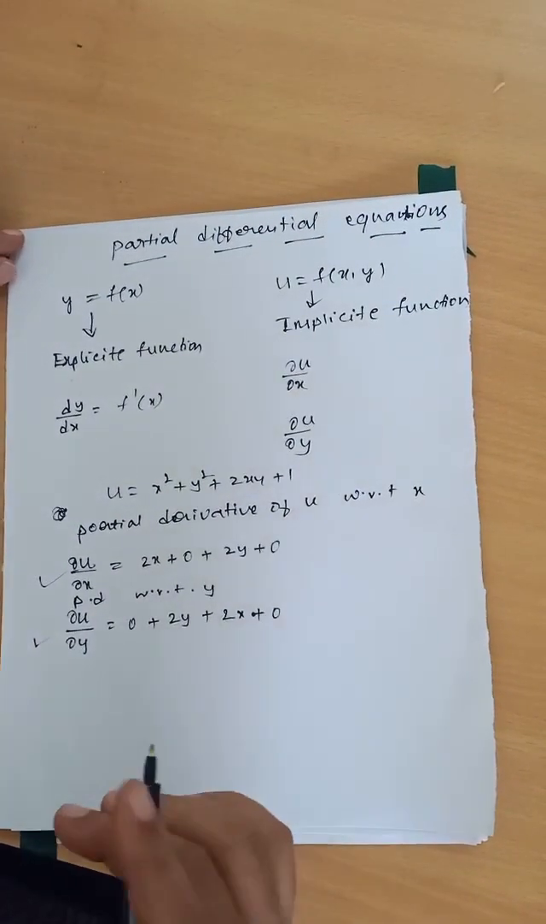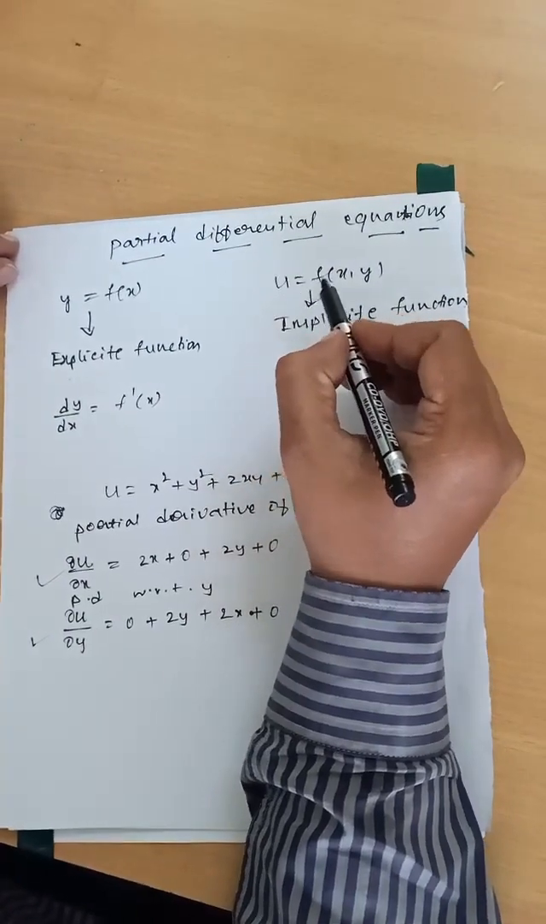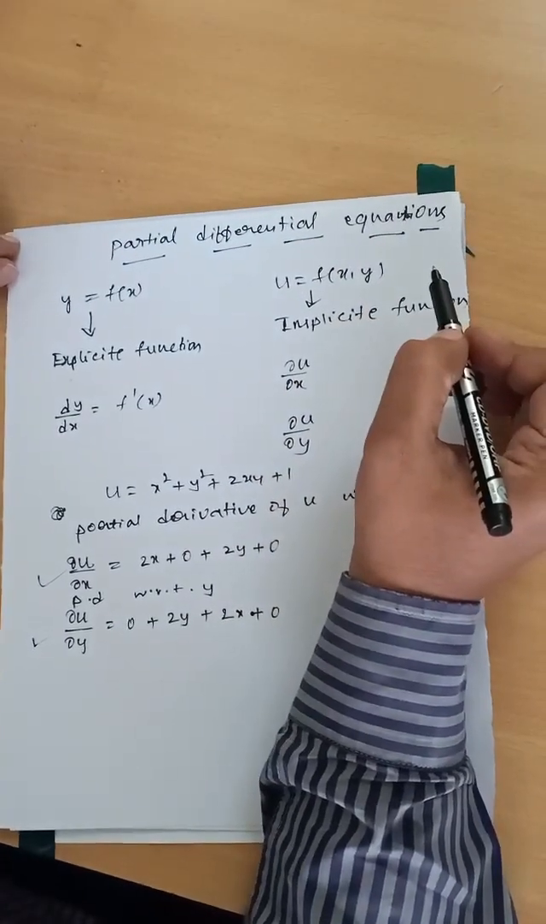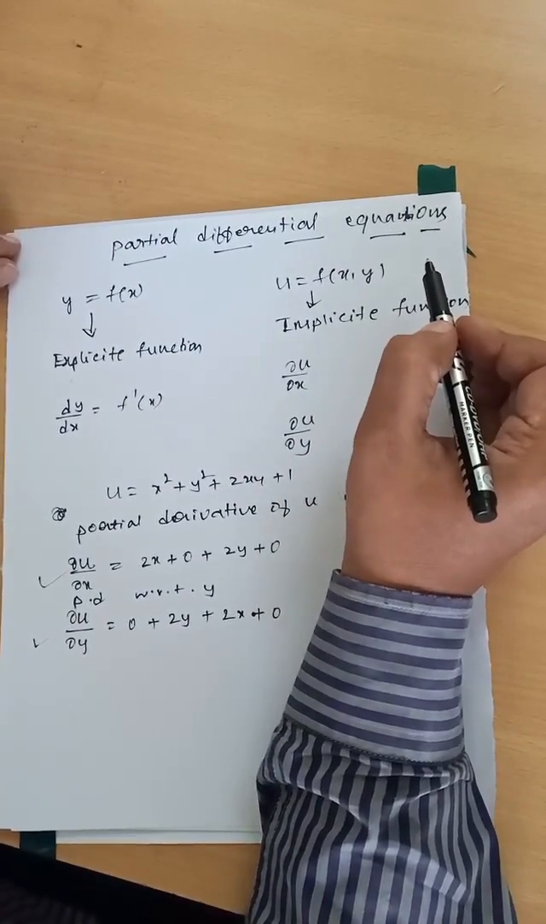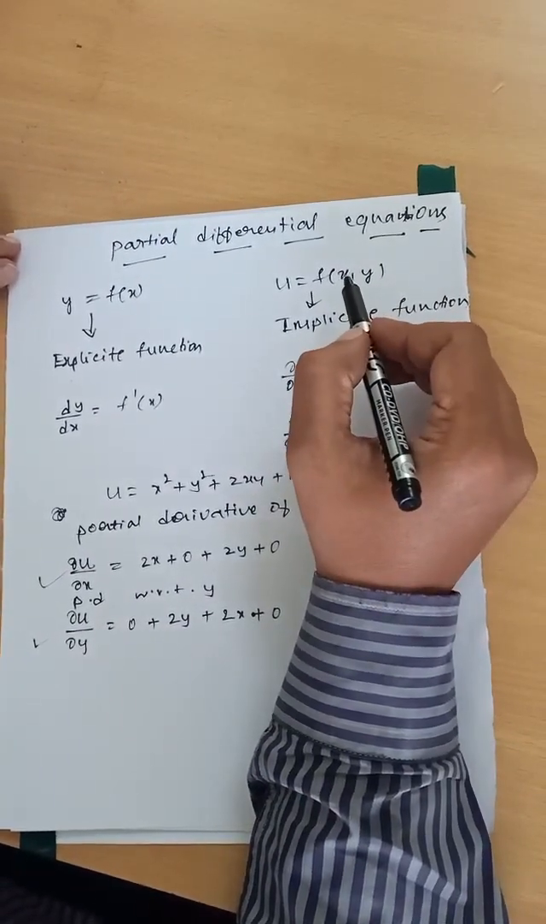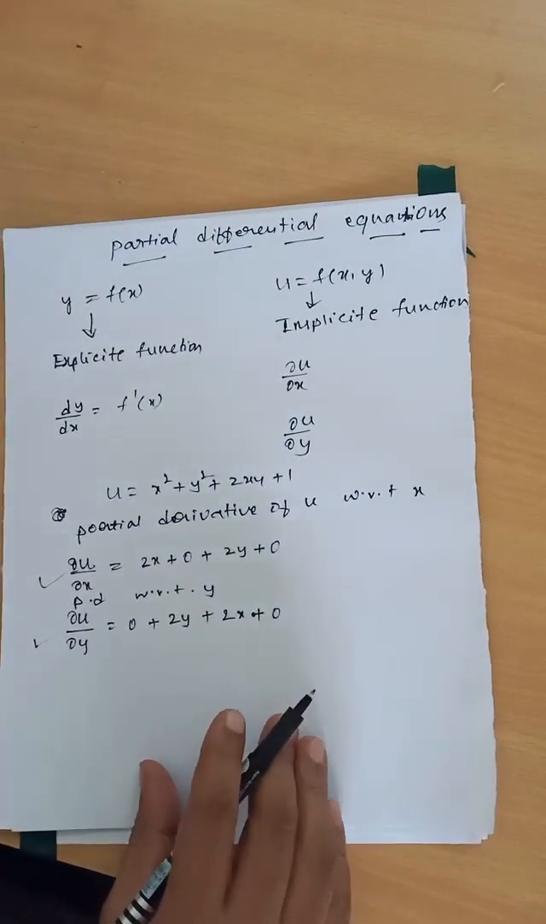After confirming the partial differentiation of the given function u containing more than one variable, sometimes two variables, sometimes three variables. In this unit we consider two variables, sometimes three variables.